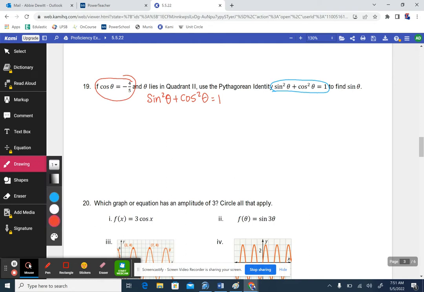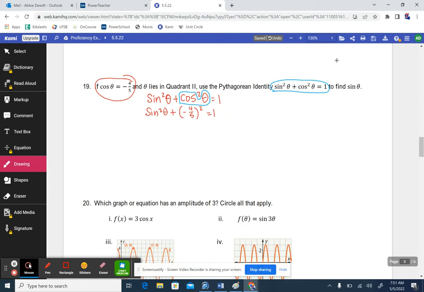You're given cosine theta. So let me change this to blue. So you're going to replace cosine theta, not cosine squared theta, just the cosine theta with negative 4/5. So sine squared theta plus cosine theta squared. So you're going to have negative 4/5 squared. You were squaring the negative 4/5 equals 1.